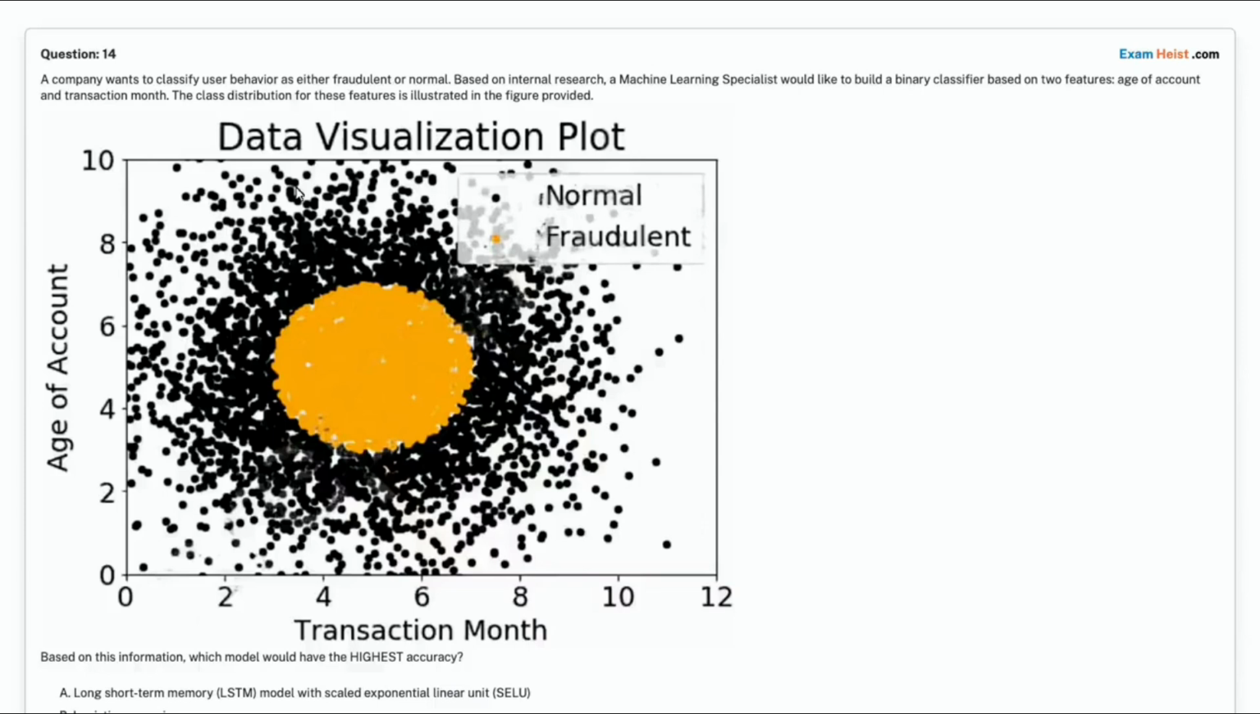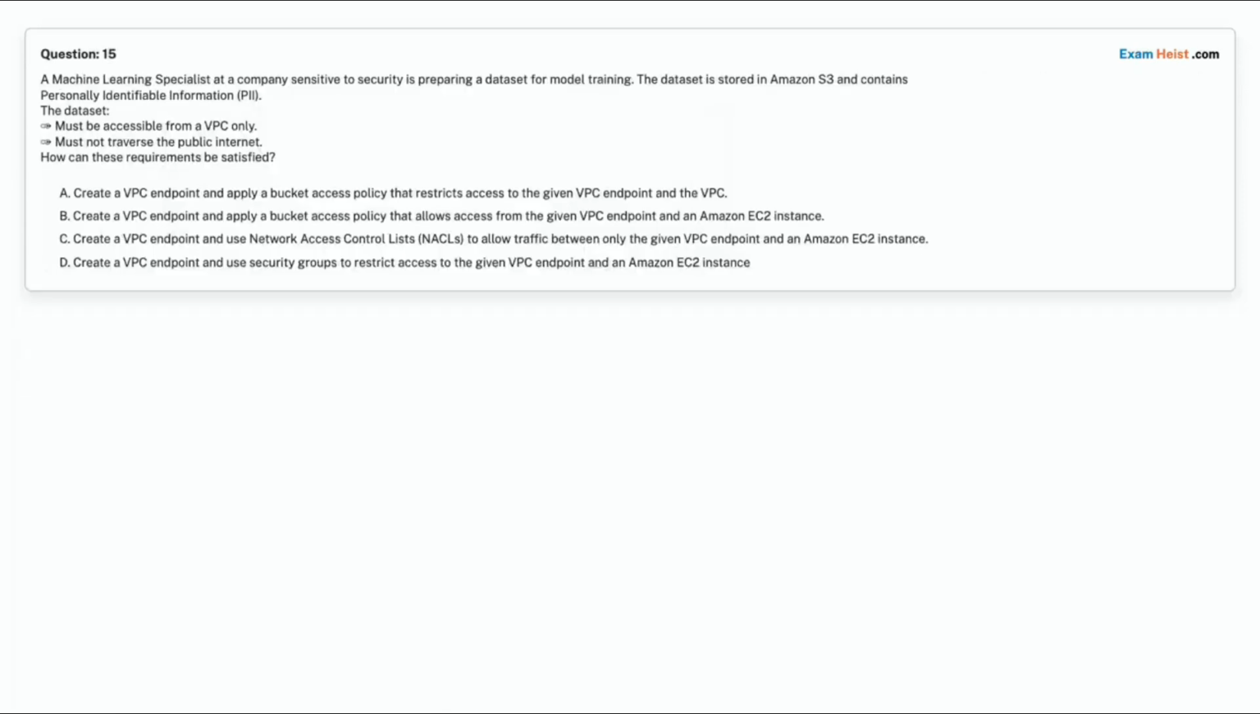Option A. Long short-term memory, LSTM, model with scaled exponential linear unit, SELU. Option B. Logistic regression. Option C. Support vector machine, SVM, with nonlinear kernel. Option D. Single perceptron with tanh activation function. Choose the correct answer. Correct answer is Option C. Support vector machine, SVM, with nonlinear kernel. Question 15. A machine learning specialist at a company sensitive to security is preparing a dataset for model training.